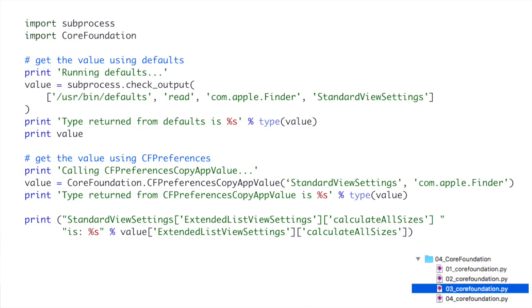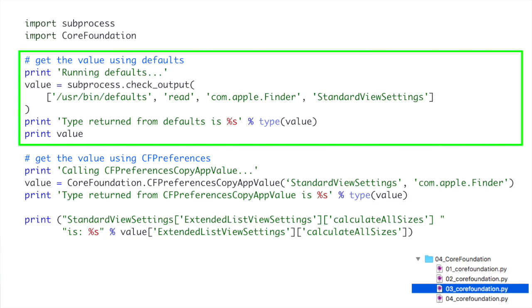This gets a lot more important when the preference data that you're getting back is more complex. The value of the Finder's standard view setting is actually a dictionary. So if you read standard view settings from com.apple.finder, you will get back a dictionary. And so what you really need is a little tiny piece of that. That can actually be very difficult to do using the defaults command.